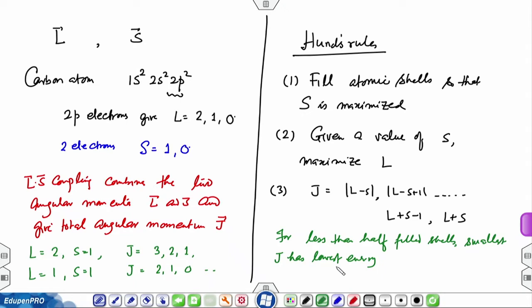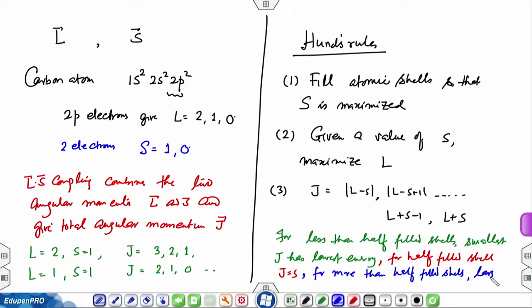For half filled shell, J equals S. So, for half filled shell, J equals S. So, there is no ambiguity. And finally, for more than half filled shells, largest J has the lowest energy. Let me illustrate this by examples.